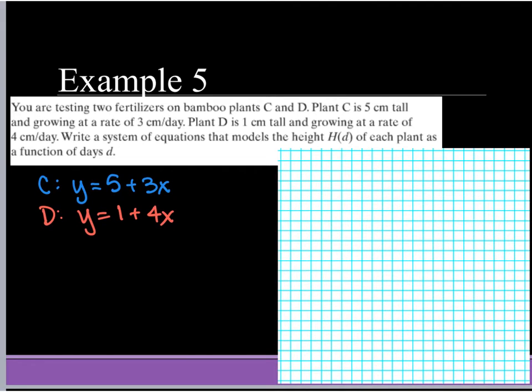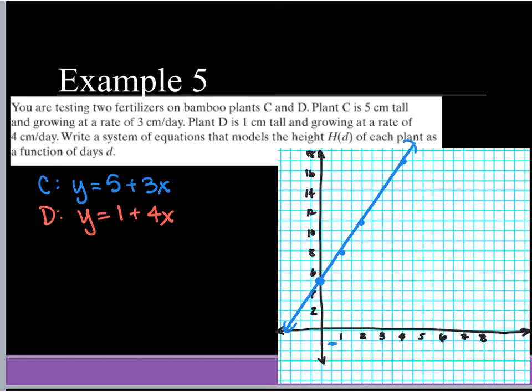So again, I'm going to graph both of these, and I'm going to see how many days it takes for them to be the same height and what that height is. So again, I'm going to start out by graphing my y-intercept of 5, and I have a slope of 3. So I'm going to go up 3, so 1, 2, 3, over 1. Now notice here I did adjust the scale of my axis just to make it a little bit easier to see. So here's that graph.